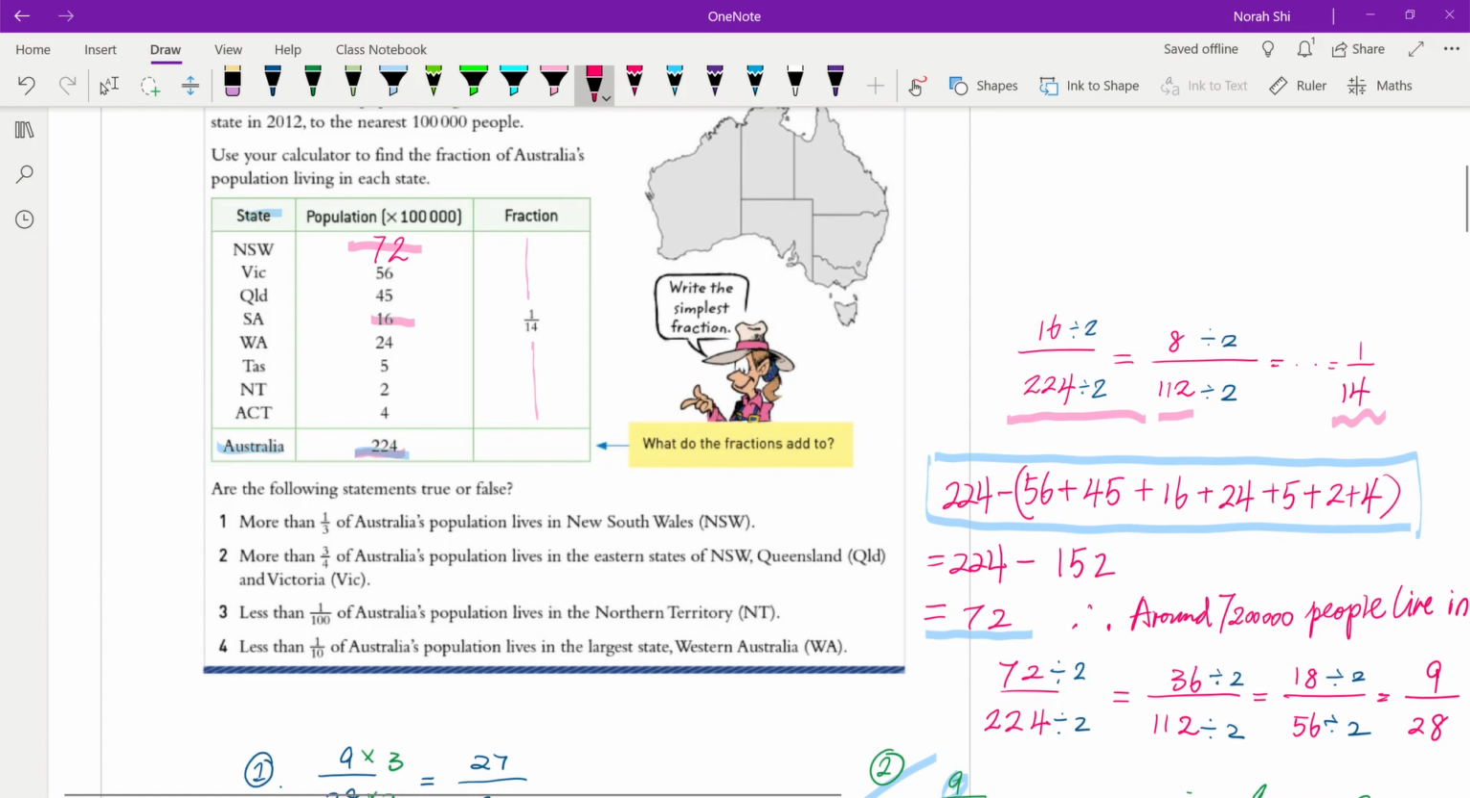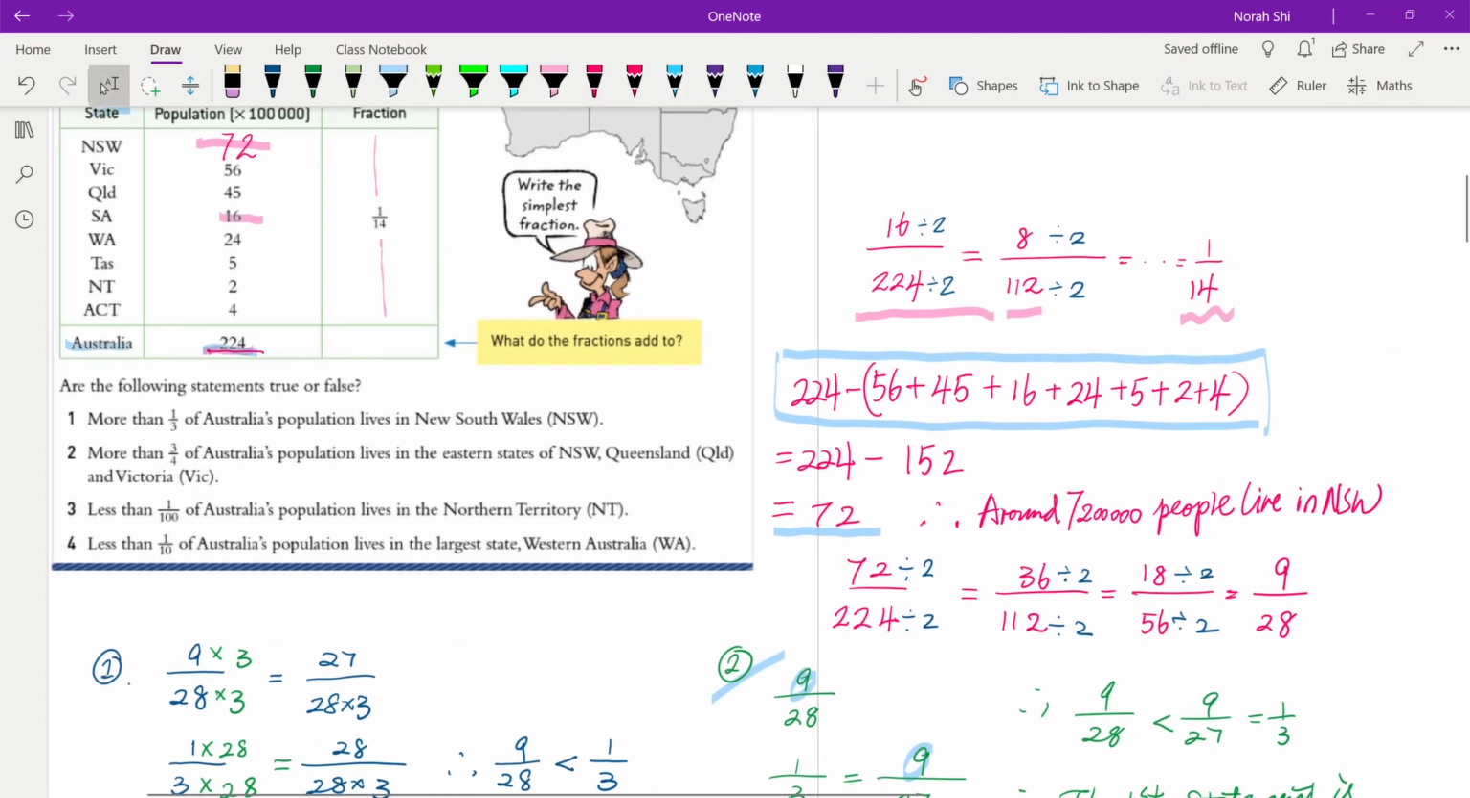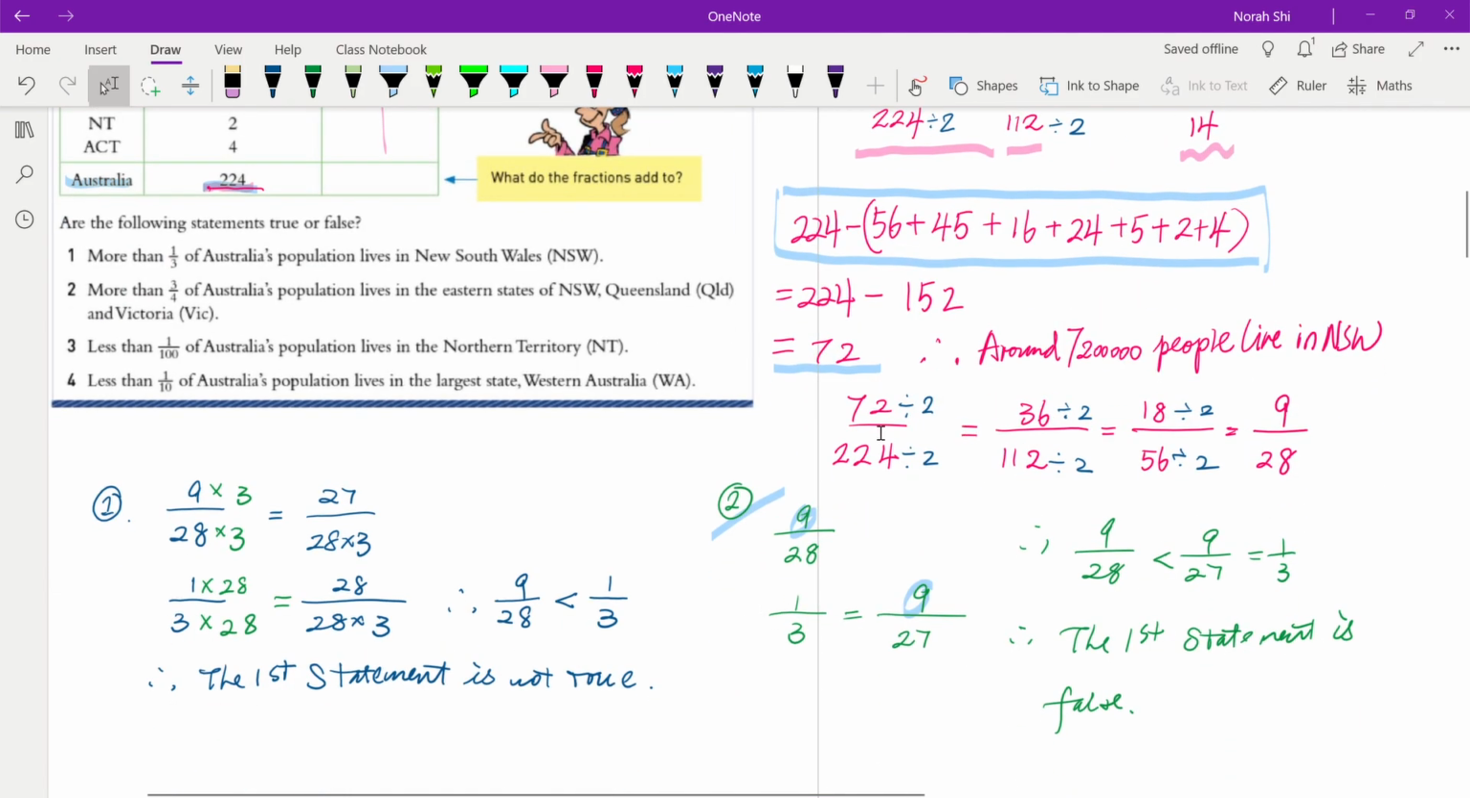And we're going to divide 72 by 224 again to find out the fraction living in New South Wales. Remember, you need to simplify the fraction, divide both numbers by 2 because again they are both even numbers, and you get 36/112. Divide both of them by 2 again, and again you get 9/28. Apparently, the only prime number which goes into 9 is 3, while 3 does not go into 28. So this is the fully simplified fraction.